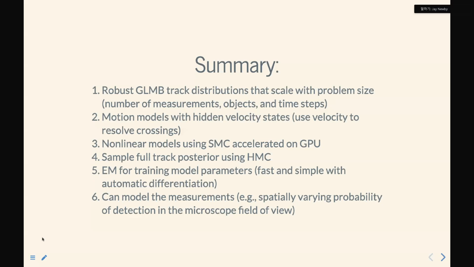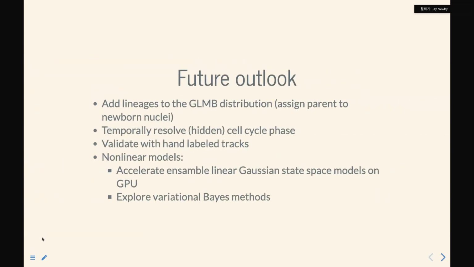We also have the flexibility not just to model the motion of our objects, but the experiment itself: the field of view. There are a lot of different details about the microscopy that we can model to get a more effective tracking algorithm. We want to do lineages to be able to resolve the cell cycle phase of a bunch of coupled oscillators. We can validate that with hand-labeled tracks.